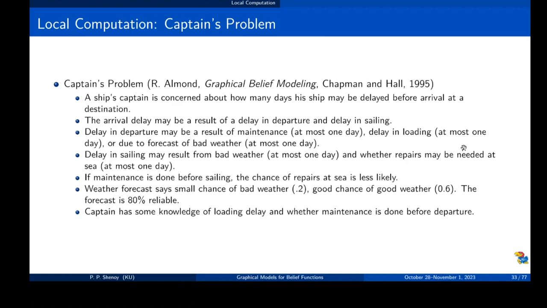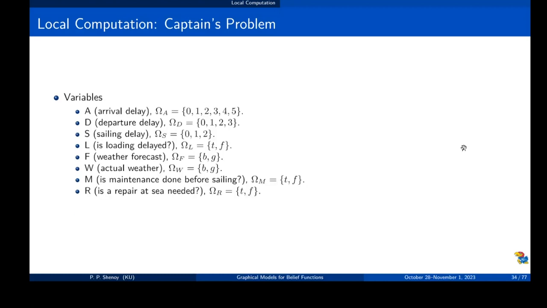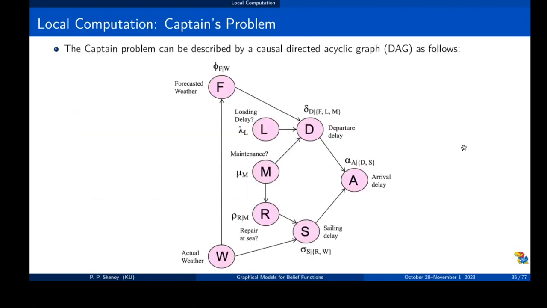This is a weather forecast. The forecast is very reliable. So these are the variables that we have. There are 8 variables here. The rest are all binary, but these are just how many days. This is sort of the graph I showed you earlier.